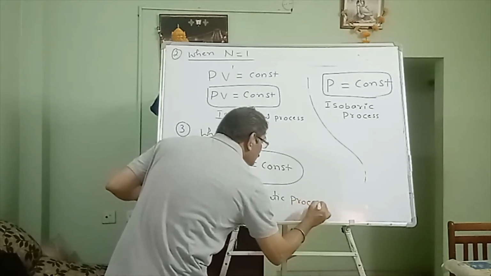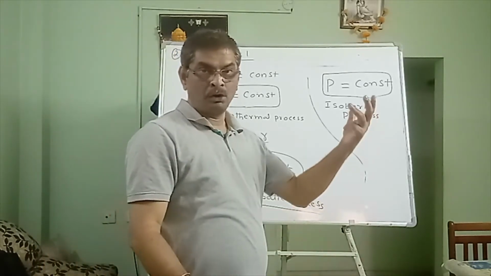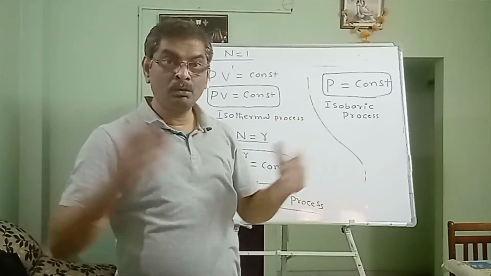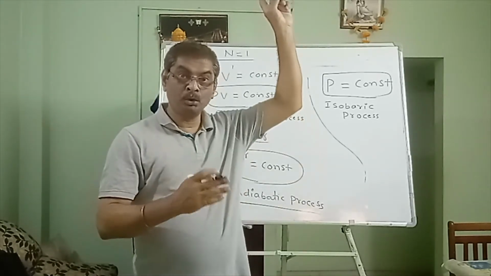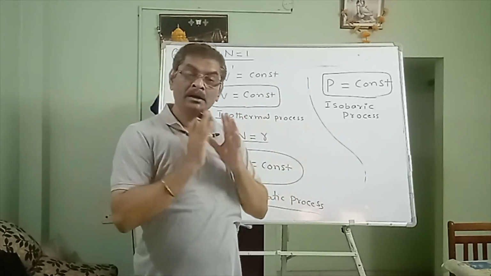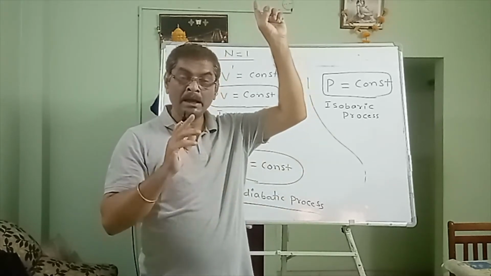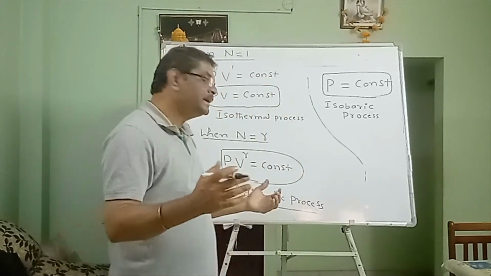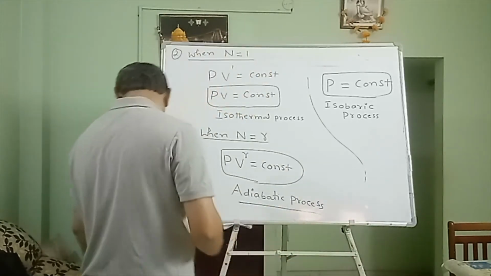So this process will be generally called the adiabatic process. Now when I put N equal to 0, I get P equal to constant. That is what we call the isobaric process. When I put N equal to 1, I get PV equal to constant. That will be called the isothermal process. And when I take N equal to gamma, I get PV to the power gamma equal to constant. That is what we call the adiabatic process.